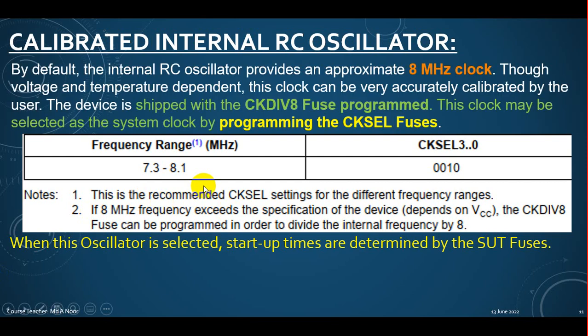By default, the internal RC oscillator provides an approximate 8 megahertz clock. Though voltage and temperature dependent, this clock can be very accurately calibrated by the user. The device is shipped with the clock divide by 8 fuse programmed. This clock may be selected as the system clock by programming the clock select fuses. This is the configuration of the clock select fuse, 0010. When this oscillator is selected, startup times are determined by the startup fuses.